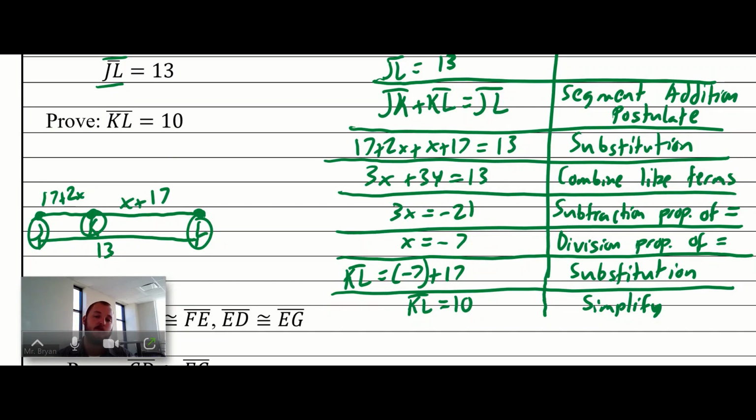And now we are done. We have shown that KL equals 10. Okay, so that is the second proof.